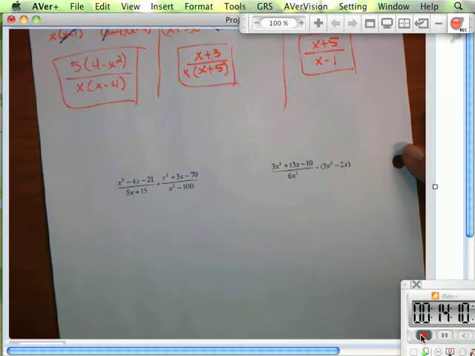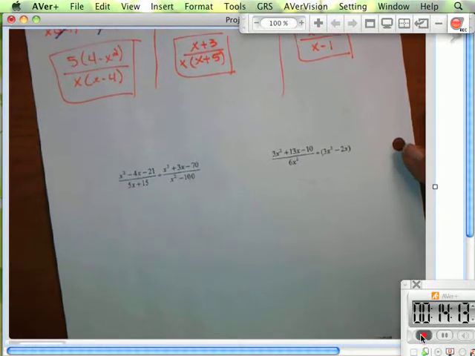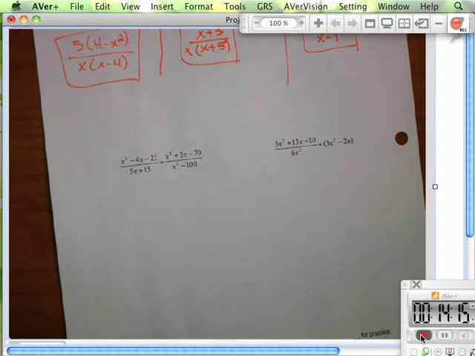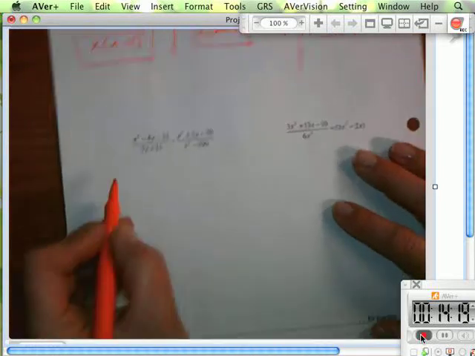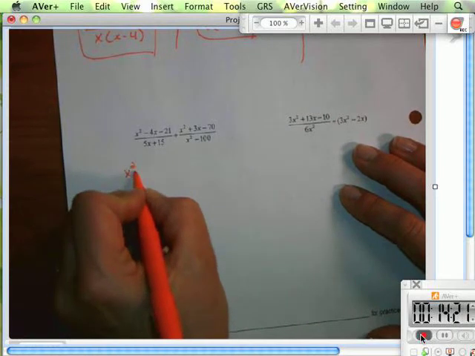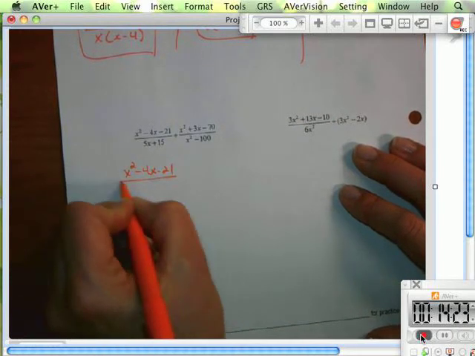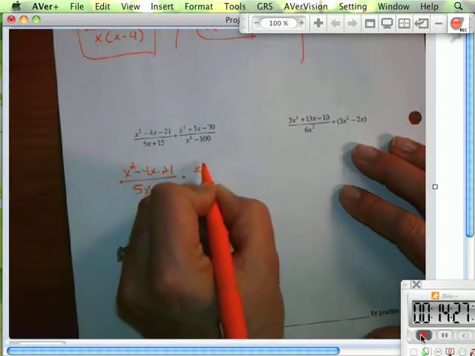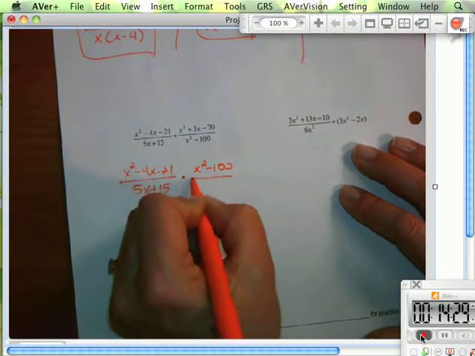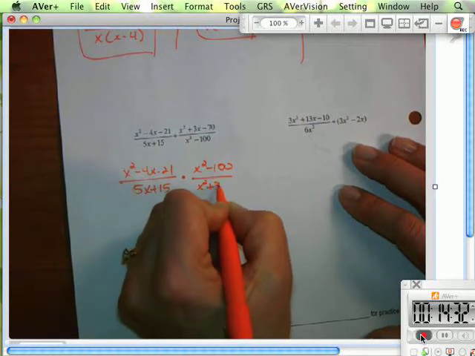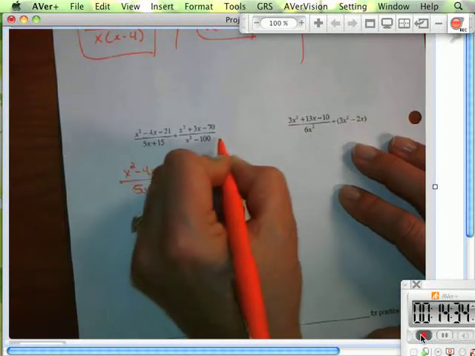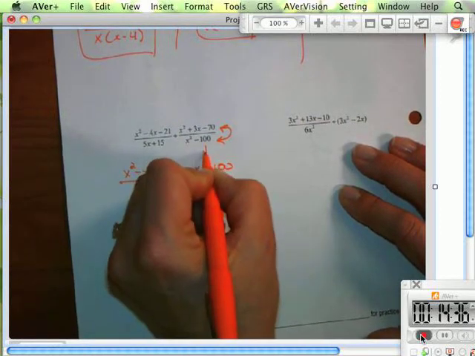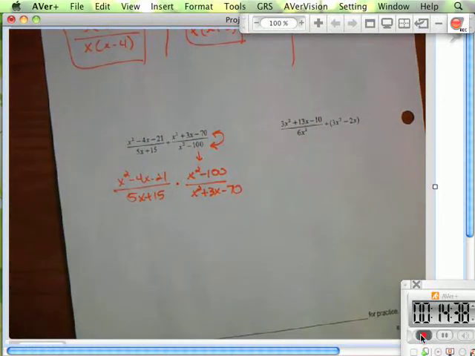Have you ever heard that before? Dividing fractions, all you do is take the reciprocal of the second one and multiply. So it's really the same process. Okay? So I'm going to rewrite it though. X squared minus 4x minus 21 over 5x plus 15 times x squared minus 100 over x squared plus 3x minus 70. You have to flip this second one and rewrite it as a multiply. And then you do the same process.